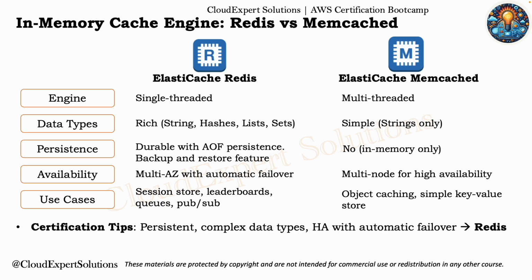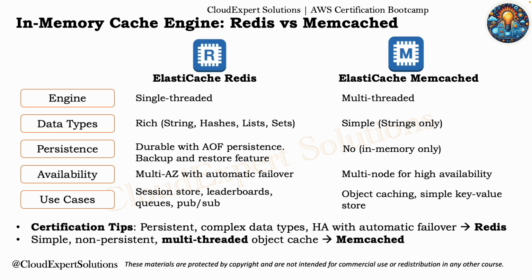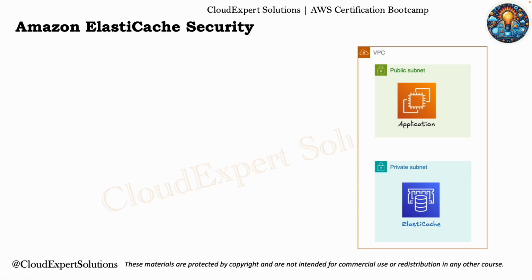And for the exam, please remember, if you need persistent, complex data types or high availability with automatic failover, then Redis is your answer. But if you have a simple, non-persistent, multi-threaded object cache, then Memcached is the right tool. Please remember the mapping and the keyword multi-threaded. Multi-threaded is for Memcached.